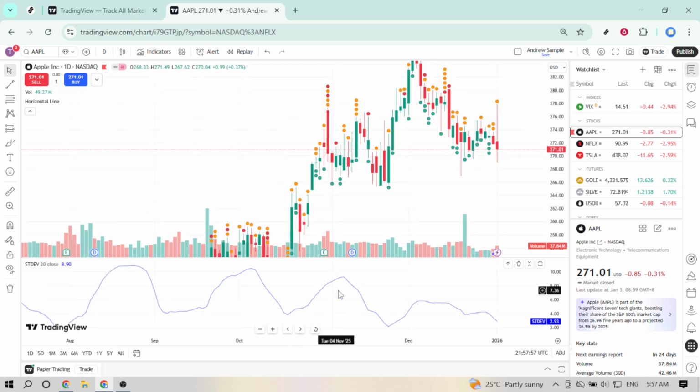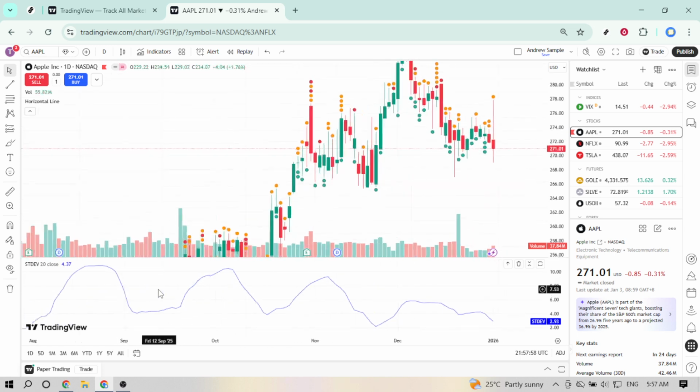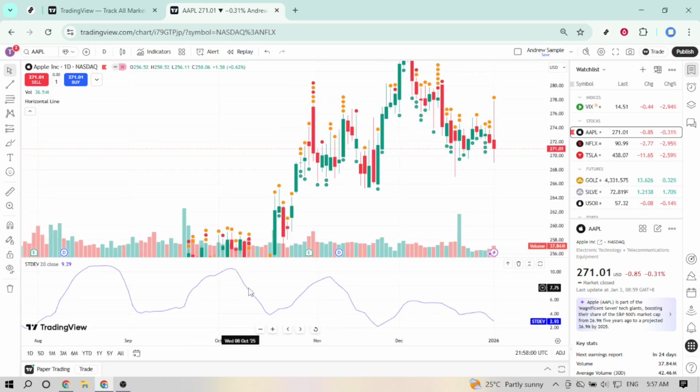That's it, you've added and started using standard deviation in TradingView. Practice by loading a few different symbols and observing how volatility ebbs and flows across markets and time frames.